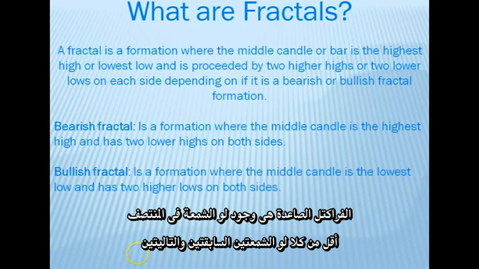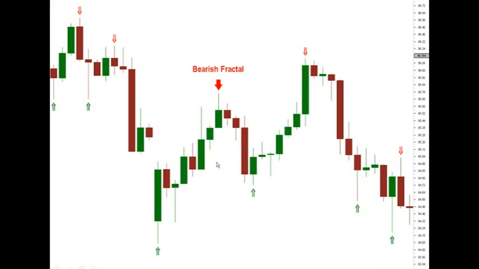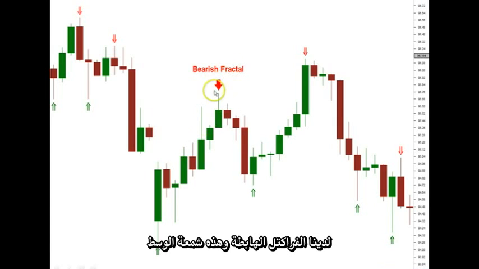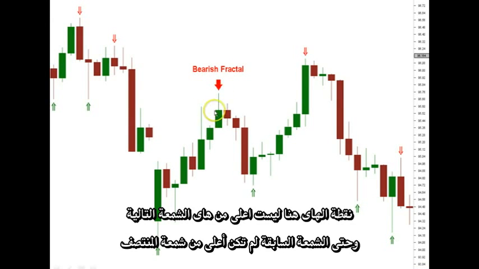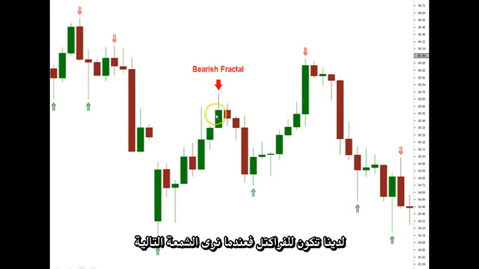Now a bullish fractal formation is a formation where the middle candle is the lowest low and has two higher lows on both sides. So let's show those. So here's that bearish fractal formation, and here's the middle candle, and you can see this is the high part right here. This is the highest high, and then this high here is not higher than that one, and this high here, it's not higher than that. So we have a fractal developing.